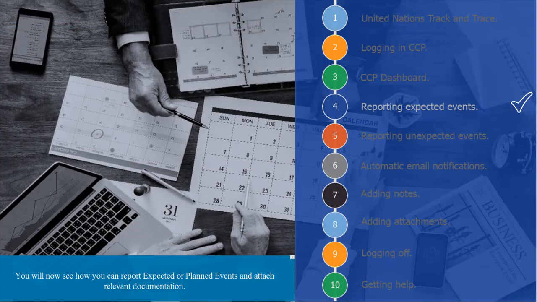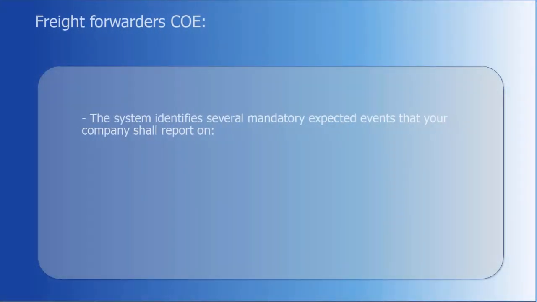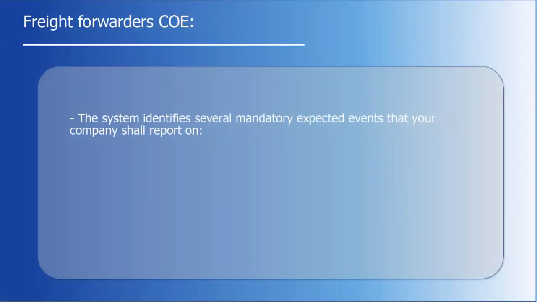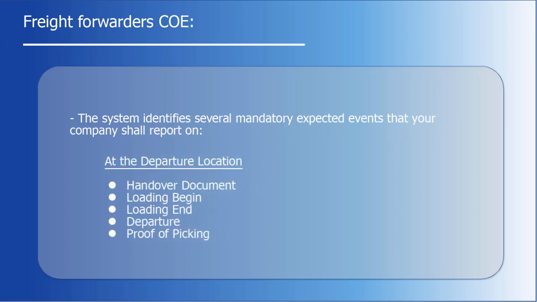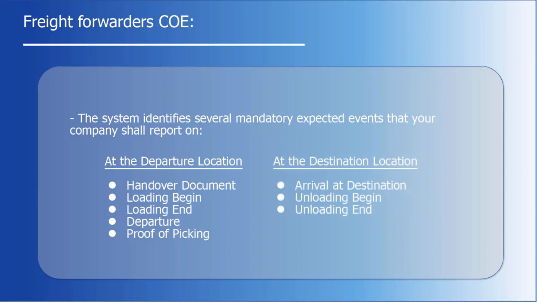You will now see how you can report expected or planned events and attach relevant documentation. The system identifies several mandatory expected events that your company shall report on. At the departure location: handover document, loading begin, loading end, departure and proof of pickup. At the destination location: arrival at destination, and loading begin, and loading end.